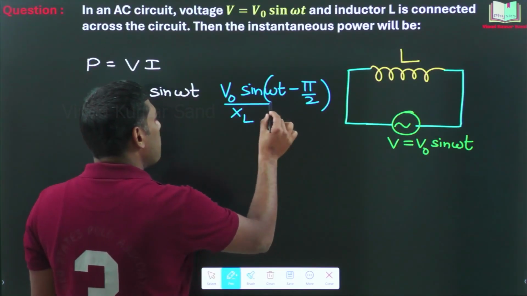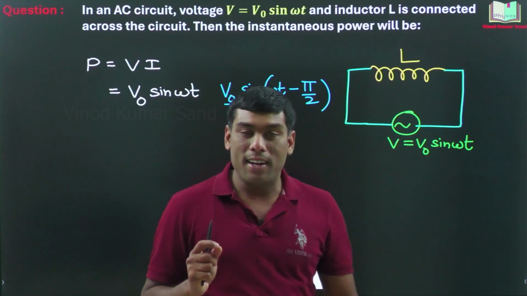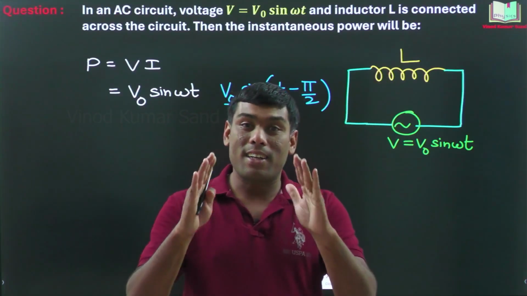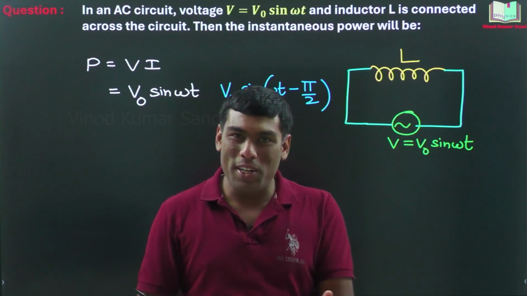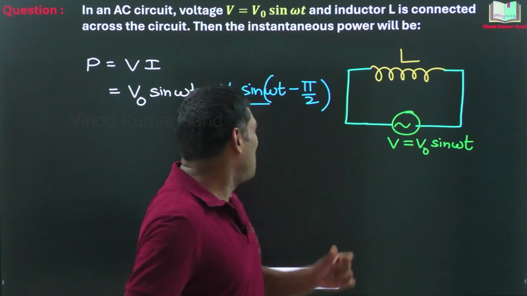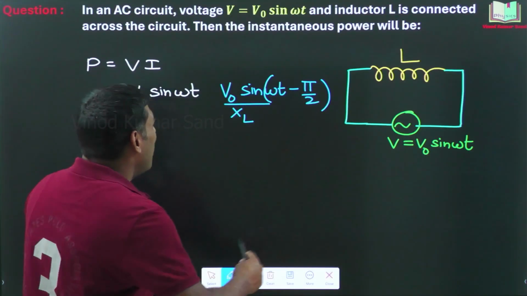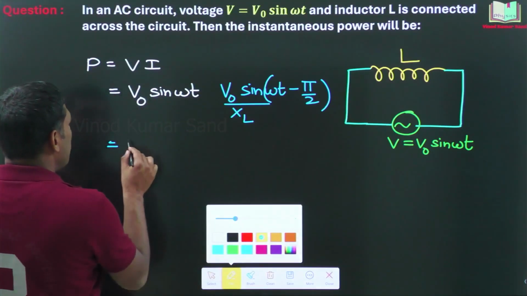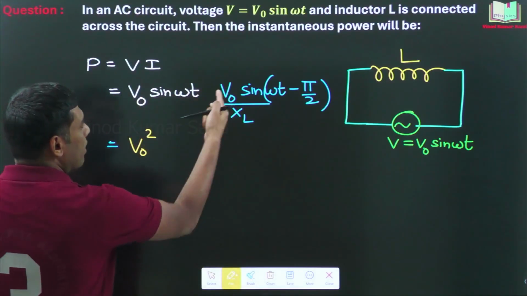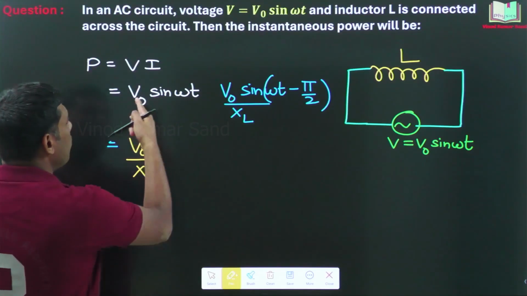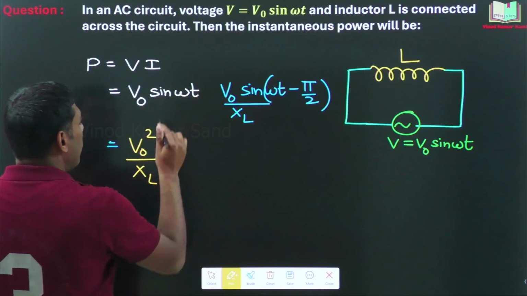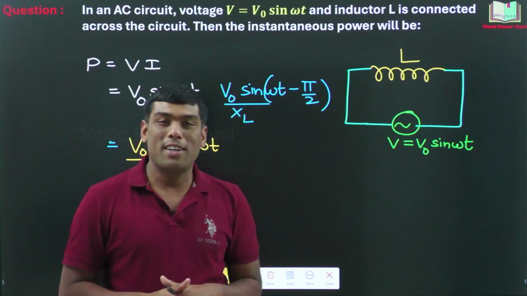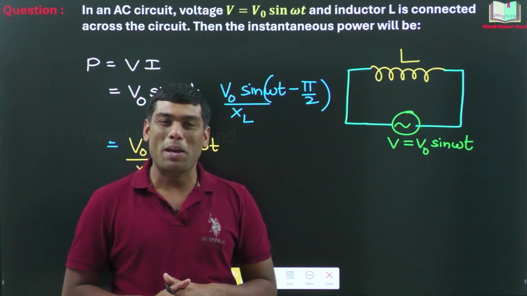If you remember the properties of the inductor, in a pure inductive circuit like this, the current lags behind the voltage by pi by 2 radian. Agree? Putting up the data further. So this is V0 square divided by XL, V0 into V0, V0 square. Now sine omega t, and this is what? Sine omega t minus pi by 2.